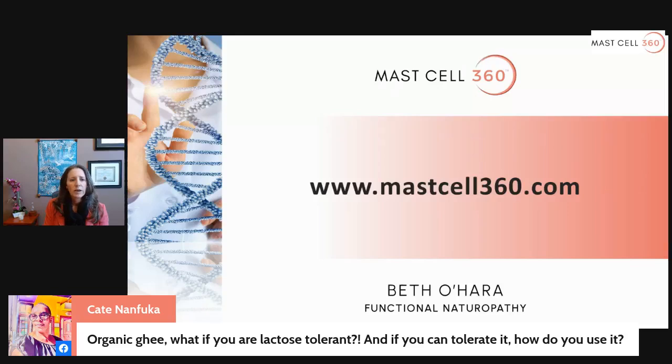If you tolerate ghee, how to use it? You just use it in cooking. You can use it like butter, as a butter replacement for anything where you would use butter. I've even had people with salicylate intolerance use it on skin as a moisturizer as well.